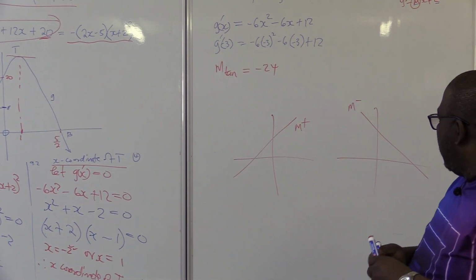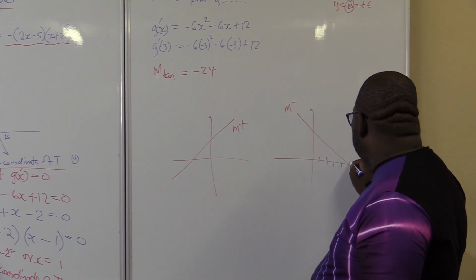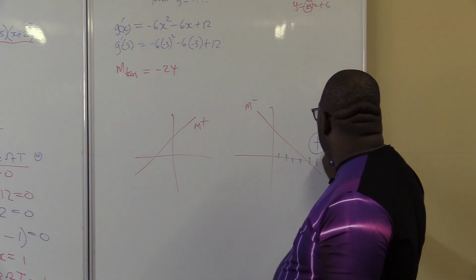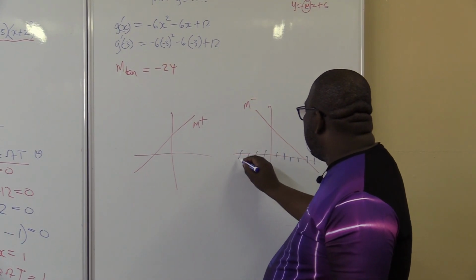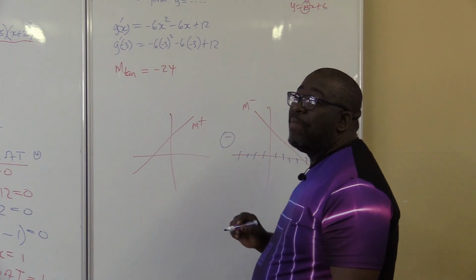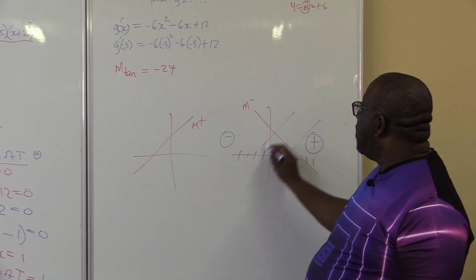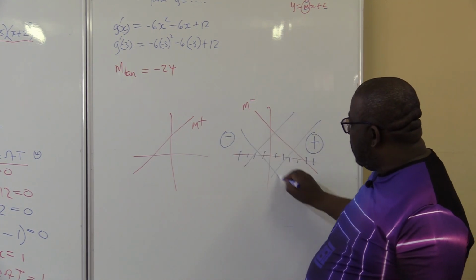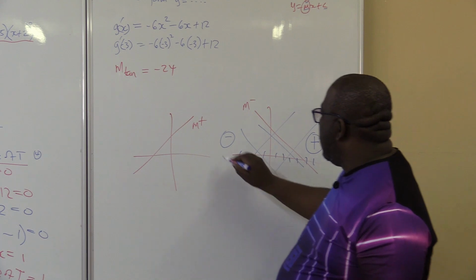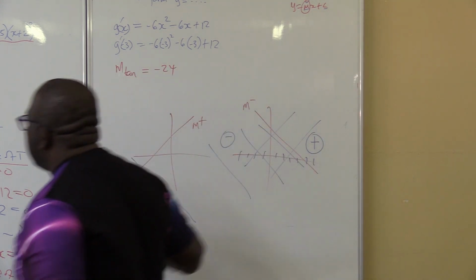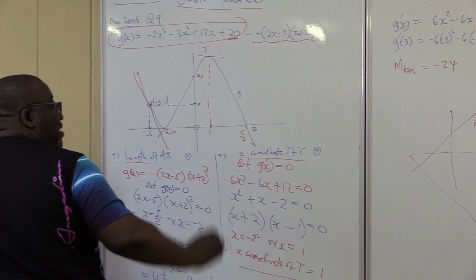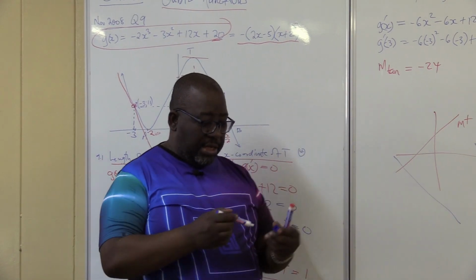If you forget, like me, look at these x's. How are these x's this side? They are positive. How are these x's this side? They are negative. So if my line comes from this side, the positive side, the gradient will be positive. If it comes from this side, the gradient is negative. Hence, I'm getting a negative gradient there.